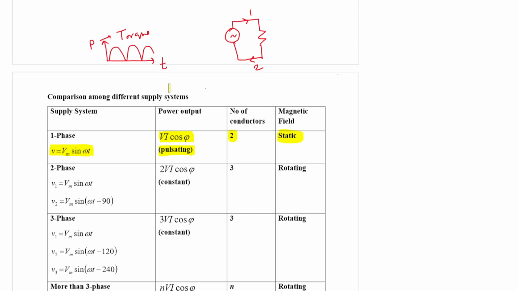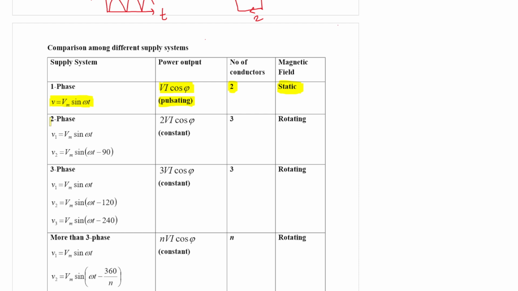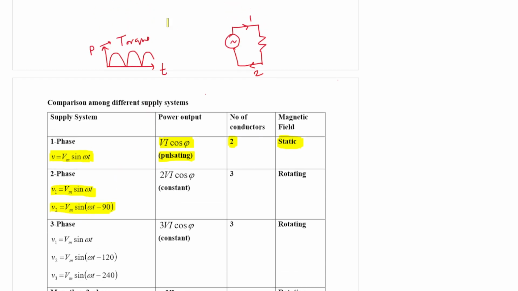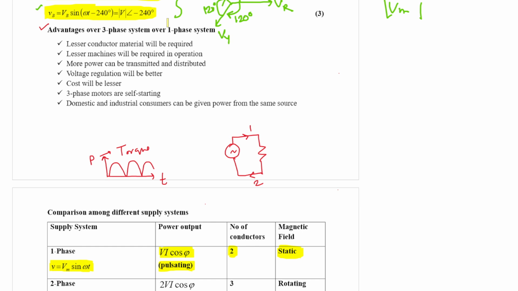Now let us go into the second, two phase. In case of a two phase supply, the two phase voltages are, one is Vm sin omega t and another one is Vm sin omega t minus 90 degrees. So in case of two phase supply, two conductors are placed in this fashion. If this is conductor 1, conductor 1 dash, the second conductor should be placed like this, 90 degrees to each other, 2 dash.